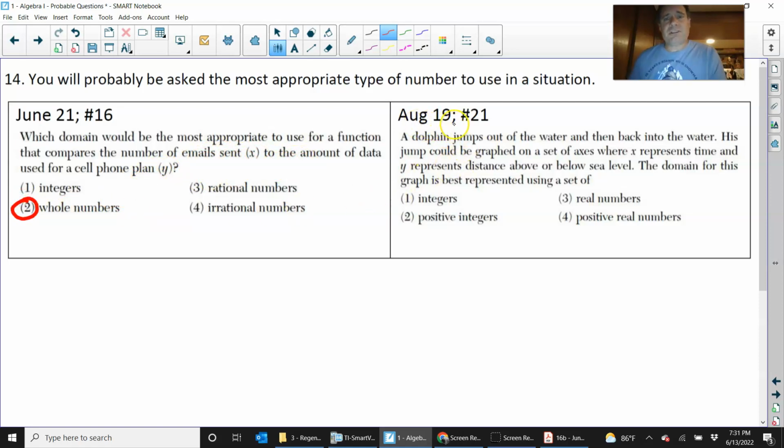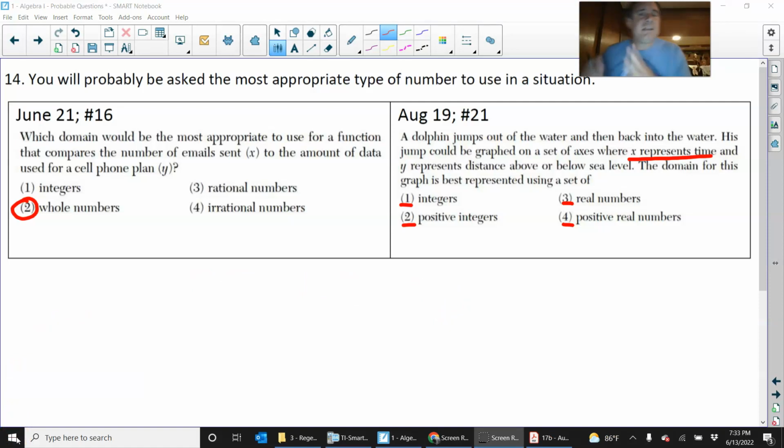August 2019, number 21, a dolphin jumps out of the water and back in the water. The jump could be graphed on a set of axes where x represents time and y represents the distance above or below sea level. The domain, the x value, right here represents time. So integers only for time, positive integers, real numbers, or positive real numbers? What do you think? Remember, time is continuous.